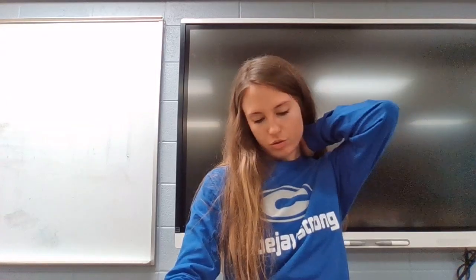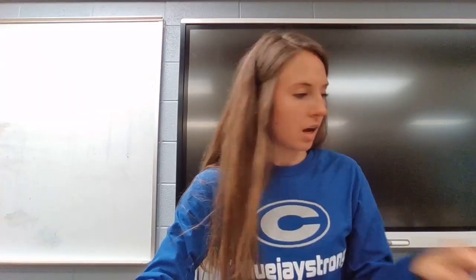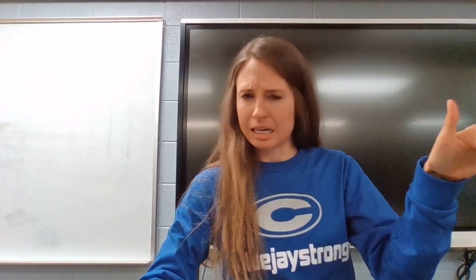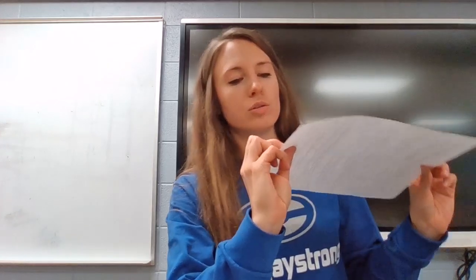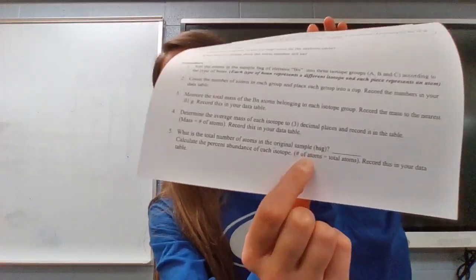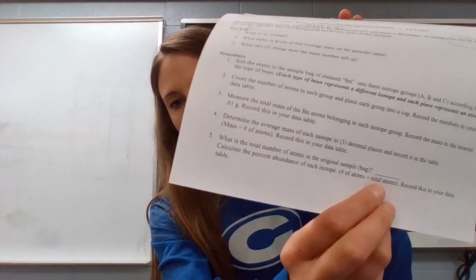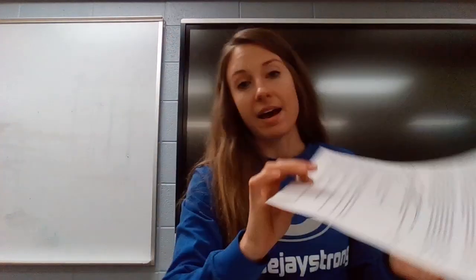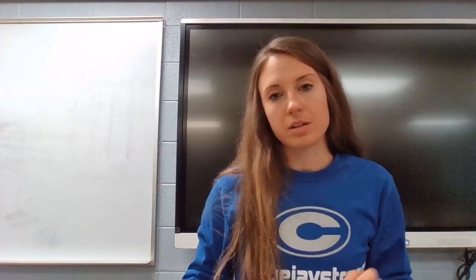Then you are going to add together all of the numbers of atoms that I counted up. So it's the 98 plus the 19 plus the 43 to get the total number of atoms that I had in my bag to start with. And then you are going to calculate the percent abundance of each isotope. To do that, you take the number of atoms for that isotope divided by the total number of atoms. And you are going to record that percent abundance in your data table for all 3 isotopes.